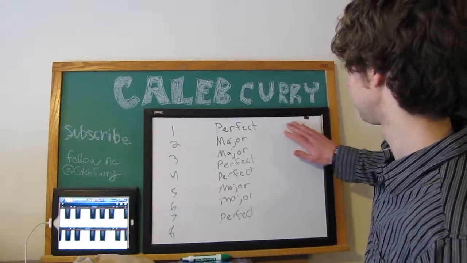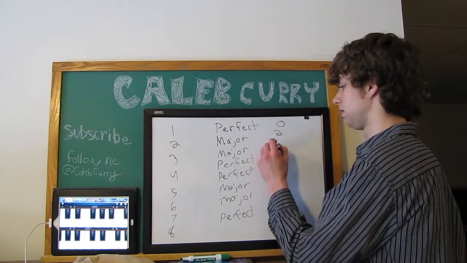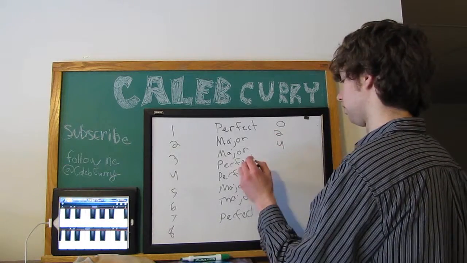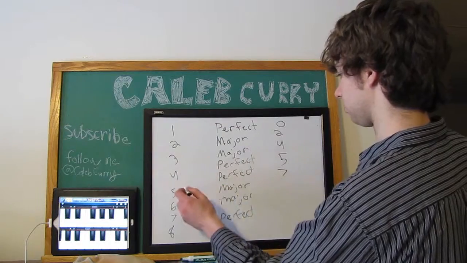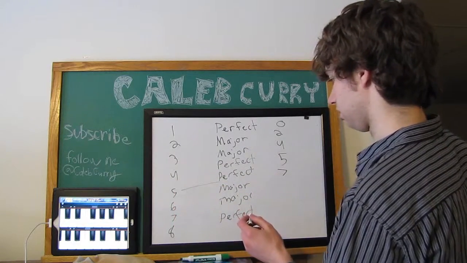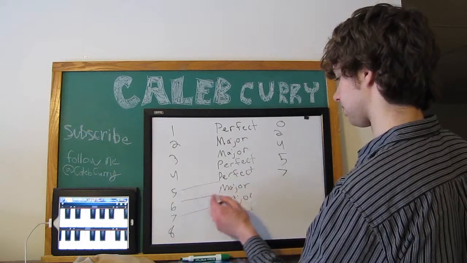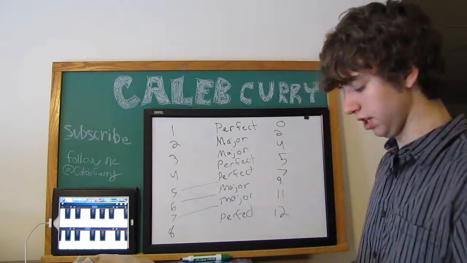I'm going to erase this. This will have 0 half steps. This will have 2. This should have 4, 5, 7. Wait, I'm getting lost here. What's going on? Okay, 5 should have 7, 6 should have 9, 11, and 12. So here are the half steps.